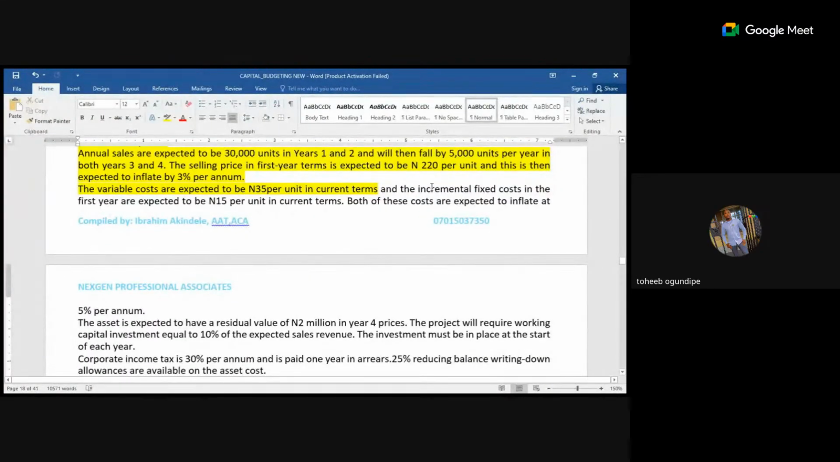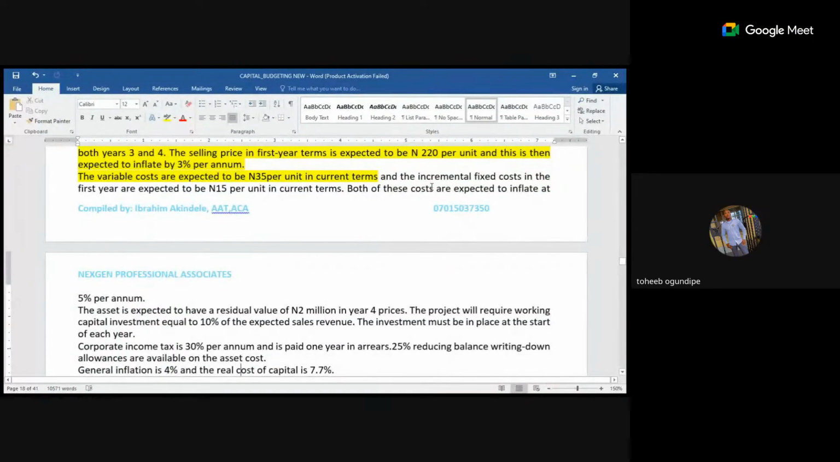My own suggestion regarding the fixed cost is that they said it is incremental. They didn't just state that it is a fixed cost. So it has to vary with the level of the output. Yes, incremental. They say it's incremental. They did not put it as a fixed cost.